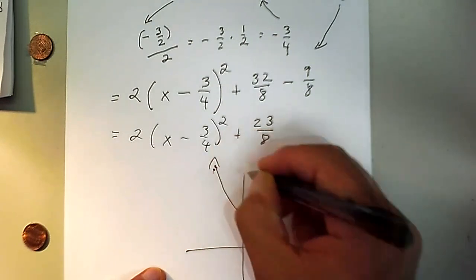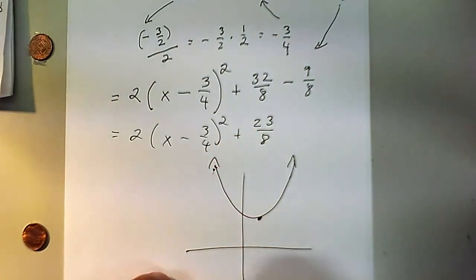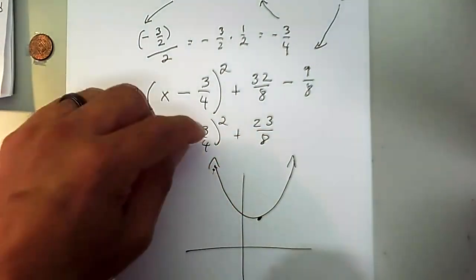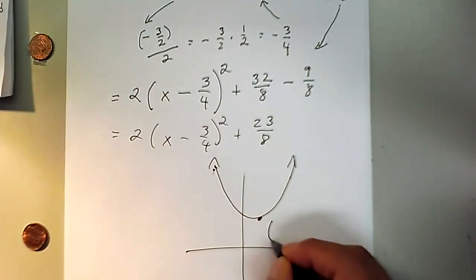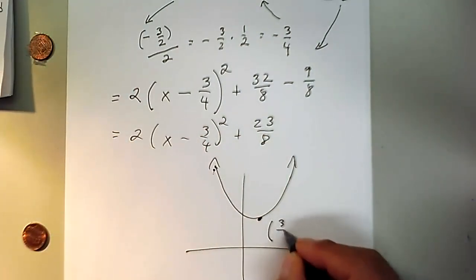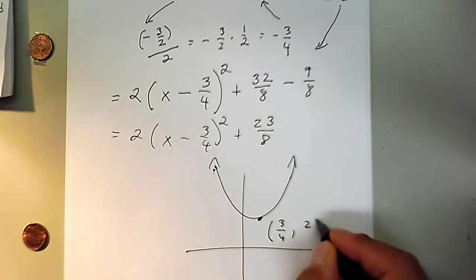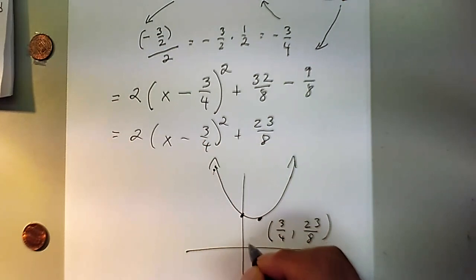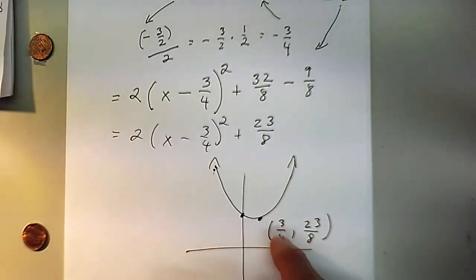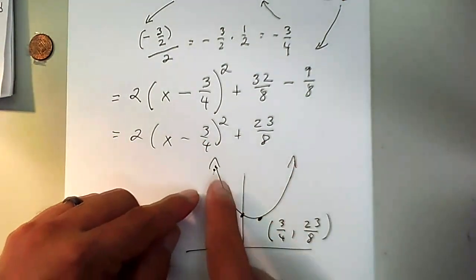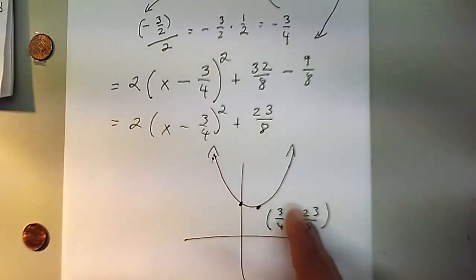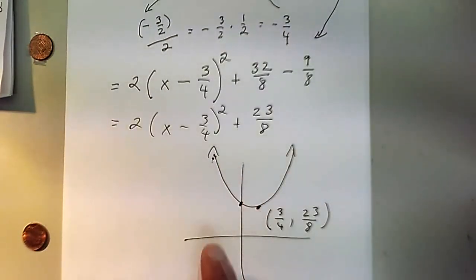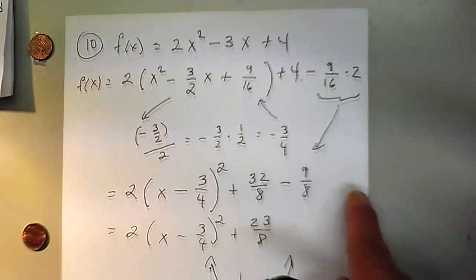We have something like this. The vertex has to be lower than the y-intercept. So the vertex will be at (3/4, 23/8). The y-intercept, and perhaps my parabola should have been a little longer, it should dip a little more, but it is a sketch.